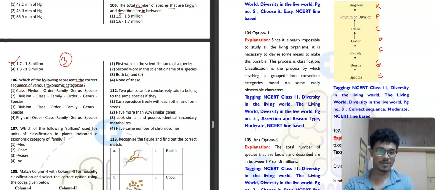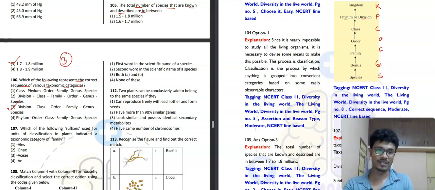I remember this during my NEET time, and now I can still recall it. K is for kingdom, P is for phylum, C is for class, O is for order, F is for family, G is for genus, and S is for species. So here, if we see, the third option will be our correct answer for this question.